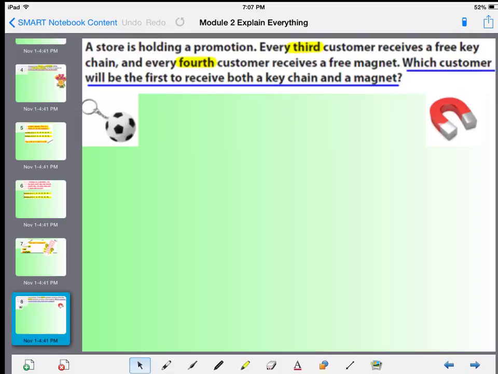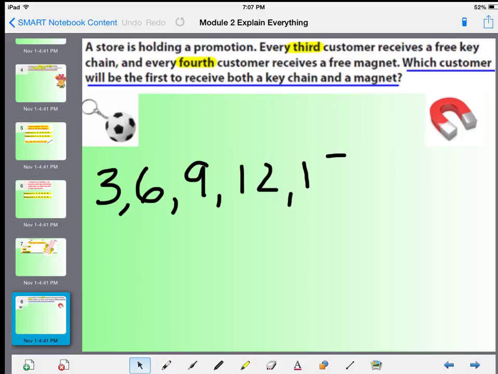We're going to do multiples of 3 first. So every third customer is receiving a free keychain. We have customer 3, the 6th customer is getting a free keychain, the 9th customer, the 12th customer, the 15th customer, the 18th customer, the 21st customer, and I will end with the 24th customer because I can go on and on, and hopefully this is a store that is thriving and flourishing and has many customers.